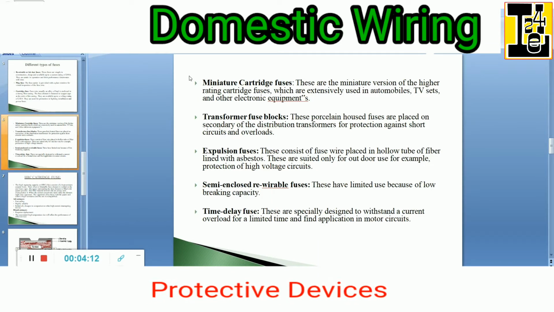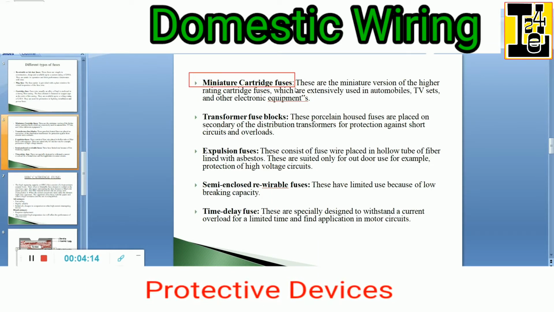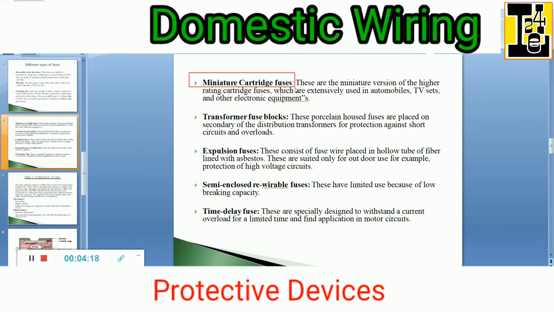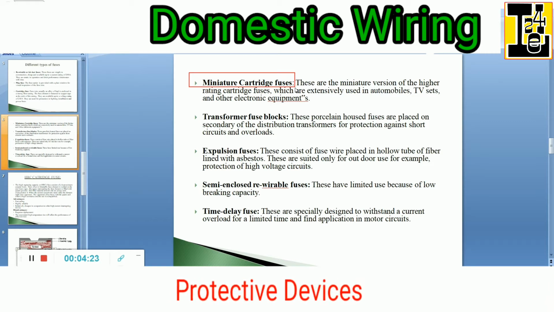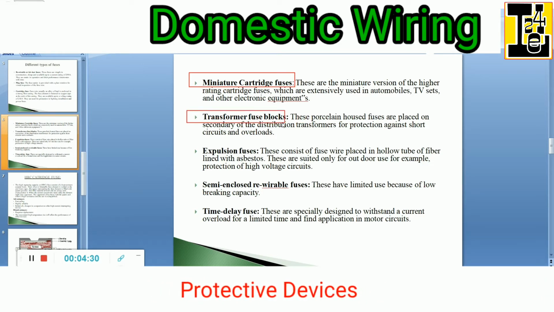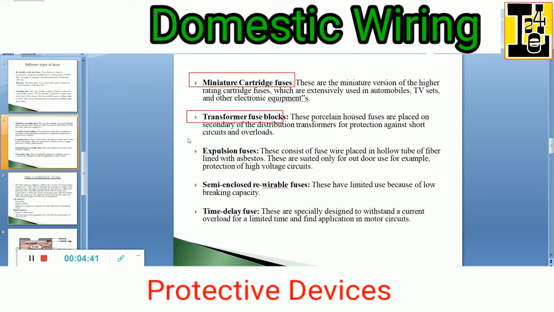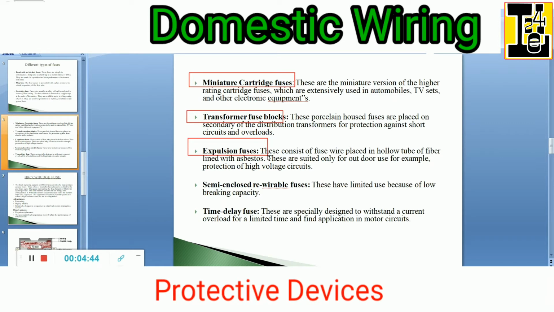Miniature cartridge fuse. These are the miniature version of the higher rating cartridge fuses which are extensively used in automobiles, TV sets and other electronic equipment. Transformer fuse blocks. These porcelain housed fuses are placed on the secondary of the distribution transformers for protection against short circuits and overloads.